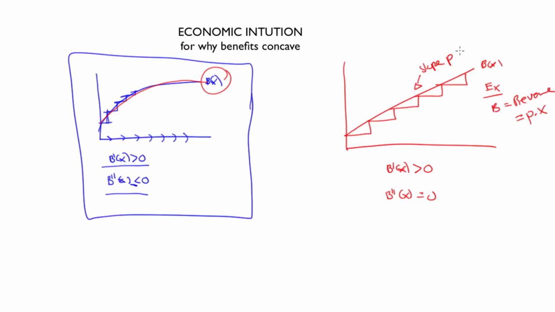I hope that this gives you an intuition for why in many circumstances the benefit function is either linear, in which case the second derivative is equal to 0, or has this strict concavity property, so that the additional benefits of taking action x keep going down and down with subsequent actions.